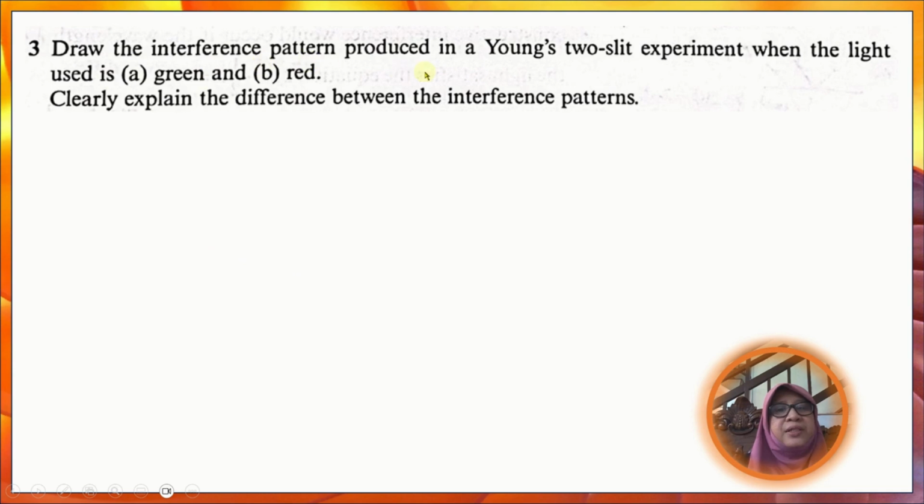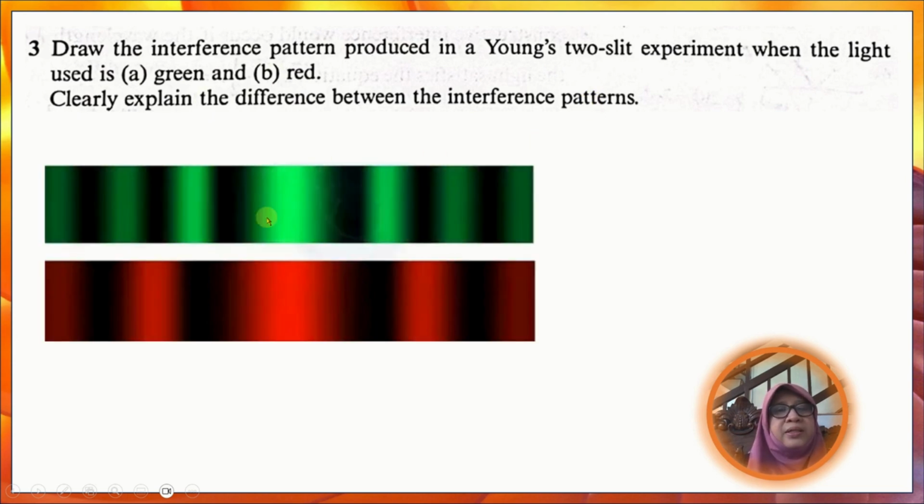Draw the interference pattern produced in a Young's two-slit experiment when the light used is green and then red. Clearly explain the difference between the interference patterns. So these are the patterns, for the green and for the red. The middle here is the central bright maximum.